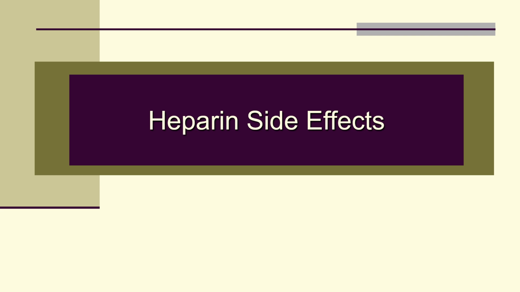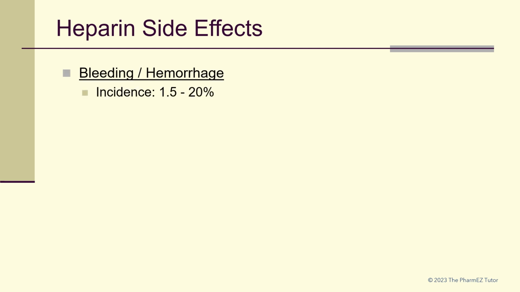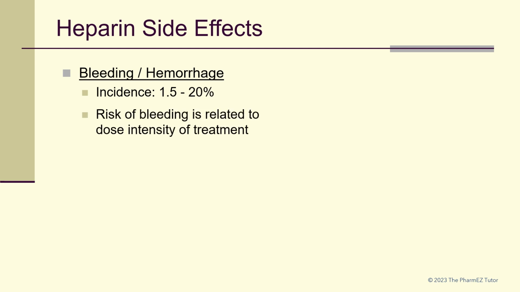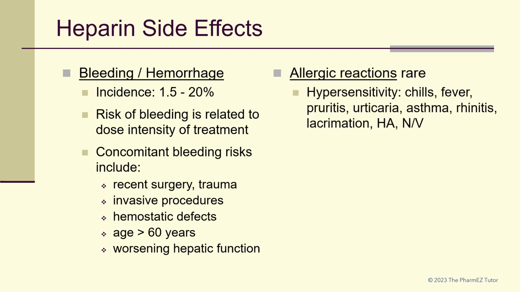Let's move on and talk about heparin side effects. Heparin side effects include bleeding or hemorrhage, with an incidence of 1.5 to 20%. The risk of bleeding is related to dose intensity of treatment. Concomitant bleeding risks include recent surgery or trauma, invasive procedures, hemostatic defects, age greater than 60 years, and worsening hepatic function. Heparin can also cause allergic reactions, which are rare.